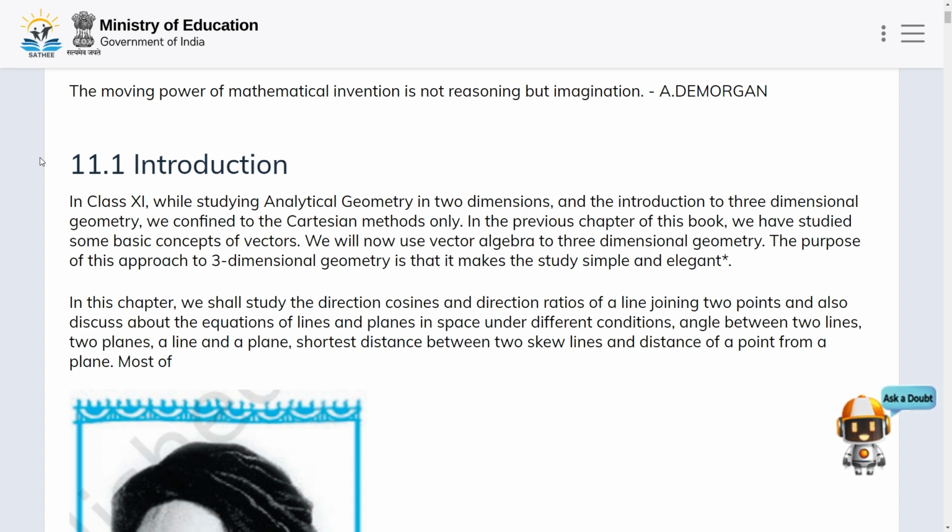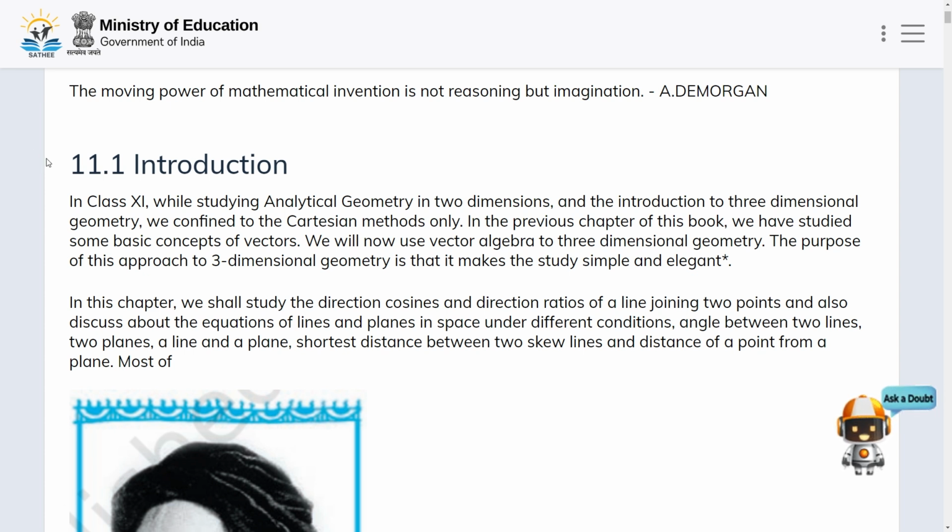In the previous chapter of this book, you studied vectors, if you remember. We'll now use that concept here also. The purpose of this approach to 3D geometry is to make it simple. That's why we are going to use our vector concept.